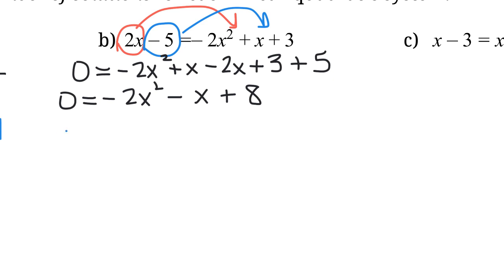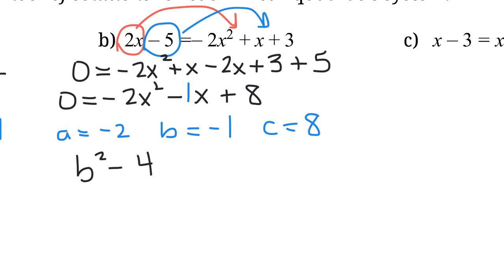Okay, so my next step is to identify my a, b, and c values. So this time my a value is going to be -2. My b value is going to be -1. Remember, there is a 1 here in front of the x. And my c value is +8. So those are the numbers that I'm then going to plug into the discriminant, b squared minus 4ac.